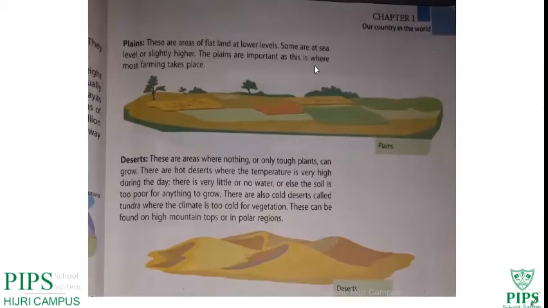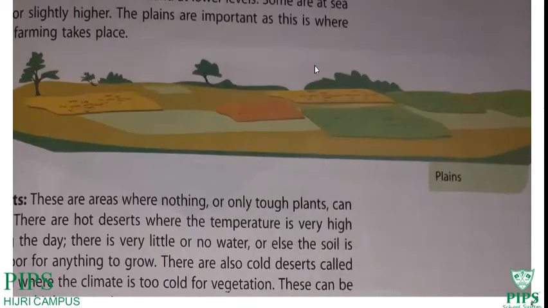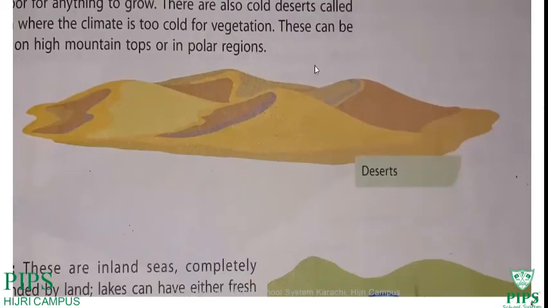Okay, now plains. These are areas of flat land at lower levels. Some are at sea level or slightly higher. The plains are important as this is where the most farming takes place. Next is deserts. These are areas where nothing or only tough plants can grow.